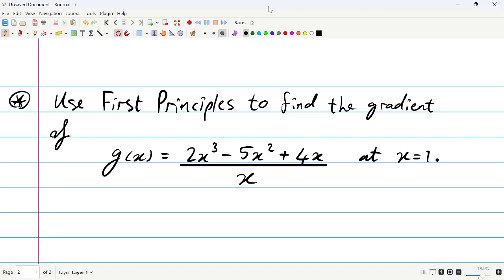Okay, so here's your question that I want you to do. I want you to use the first principles to find the gradient of g of x equals 2x cubed minus 5x squared plus 4x over x at the point x equals 1. If you listened in the beginning, right at the end of my explanation of the derivation for this formula, you would remember what I said. So that is your hint in order to find the actual answer. Good luck.